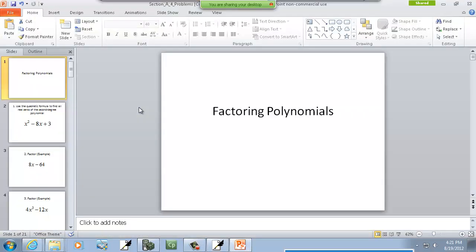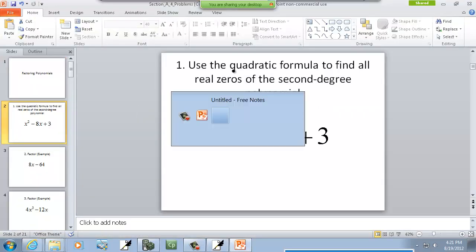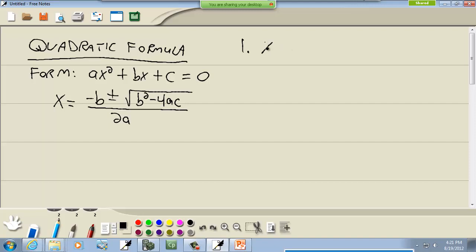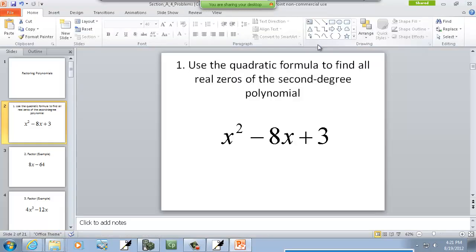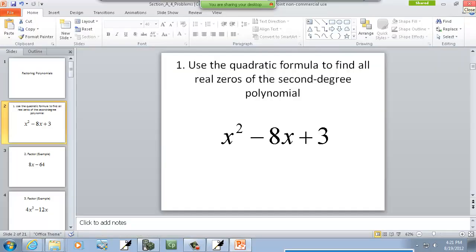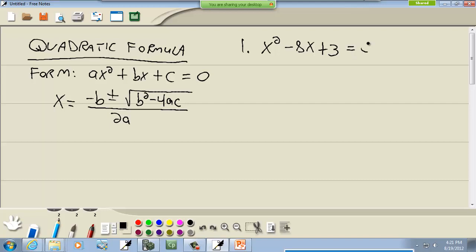Let's look at a problem dealing with that. It says use quadratic formula to find all real zeros of the second degree polynomial. We got x squared minus 8x plus 3. Now to find all the real zeros, to find zeros means you set it equal to 0 to begin with. So this is in the right form. Now a is going to be whatever number is in front of our x squared, which is an invisible 1. B will be whatever number is in front of the x, which is negative 8. And c is our number at the end, which is 3.